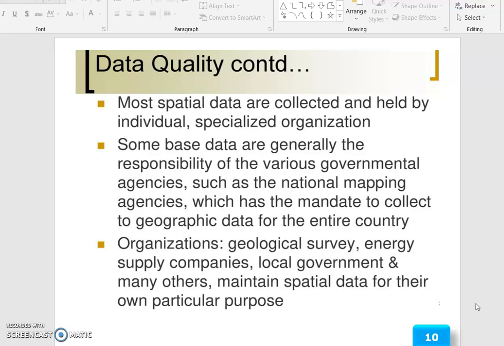specialized organizations. Some base data are generally the responsibility of various governmental agencies such as the national mapping agencies, which have the mandate to collect geographic data for the entire country. Organizations, geological surveys, energy supply companies, local government and many others maintain spatial data for their own particular purposes.